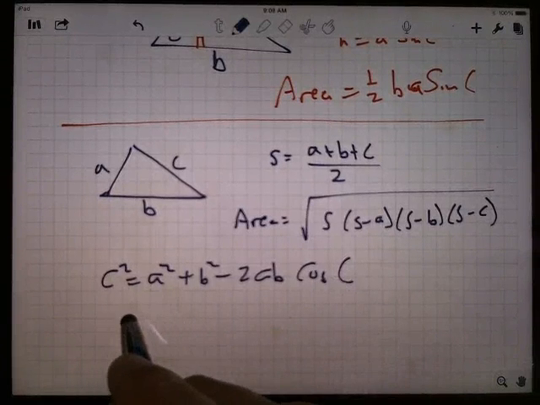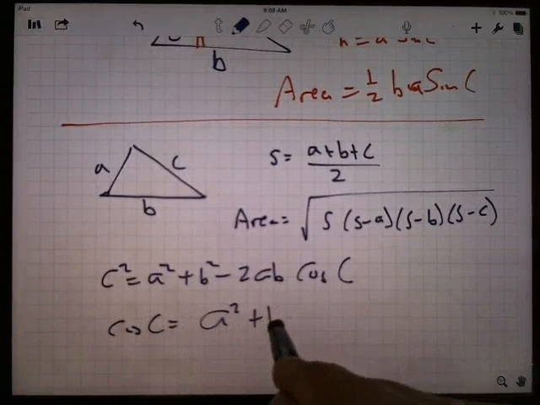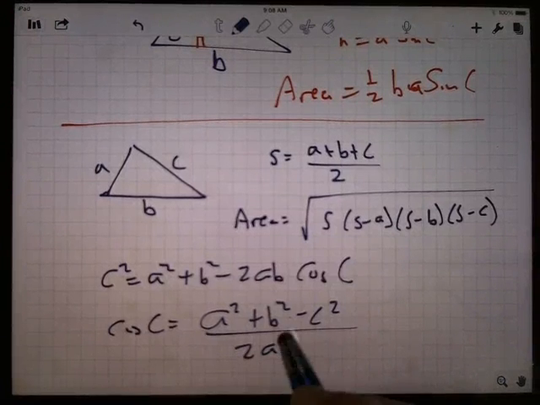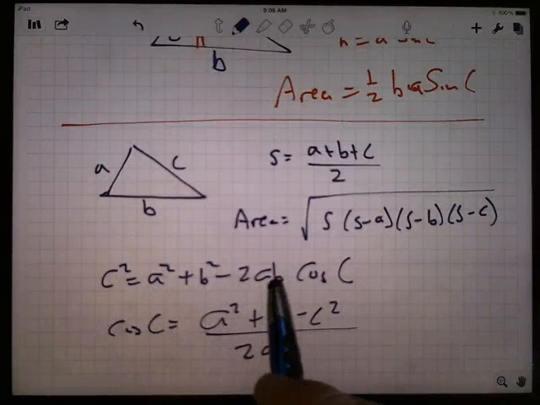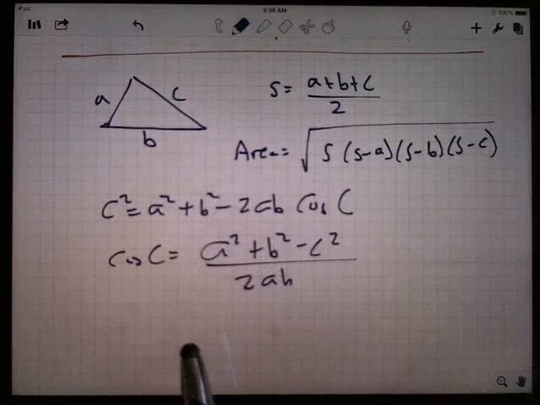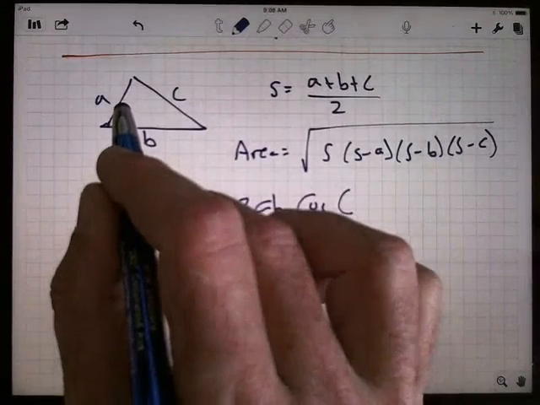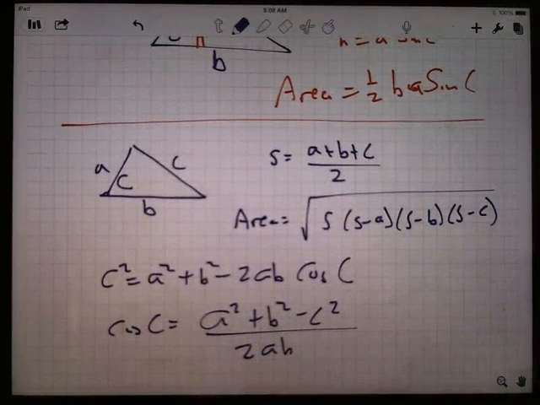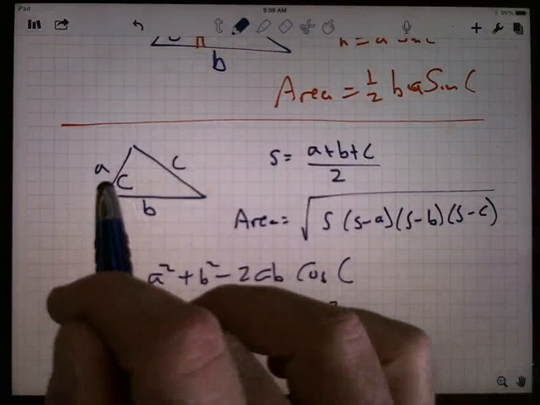So the cosine of c is a squared plus b squared minus c squared over 2ab. Essentially, I've taken this term and added it over. This is subtracted and then divided by the 2ab. So using that, I can use an inverse cosine and figure out what angle C is right here. And once I have angle C, then I'm going to just do this up here. So that's the way I see finding the area for three sides.